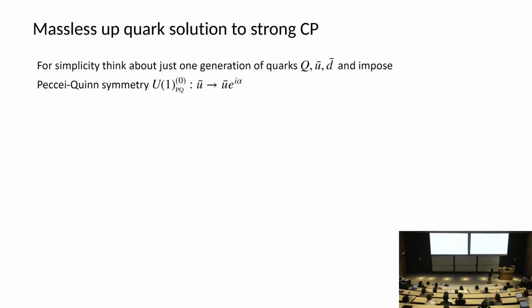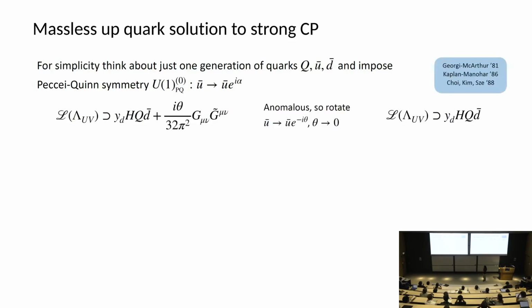Now, let me tell you about what was, in my mind, the most beautiful way this could have been solved in the standard model itself, a proposal from the 80s called the massless up-quark solution. For simplicity, let's just think about this in a toy model of QCD with only 1 generation of quarks. And the way this works is at some UV scale, you impose what's called a Peccei-Quinn symmetry. Peccei-Quinn means it has a mixed anomaly with QCD. It's anomalous. A Peccei-Quinn symmetry that just rotates the right-handed up quark.